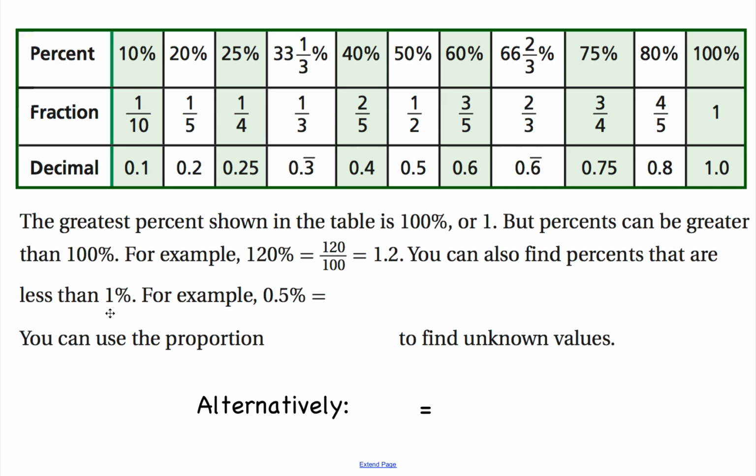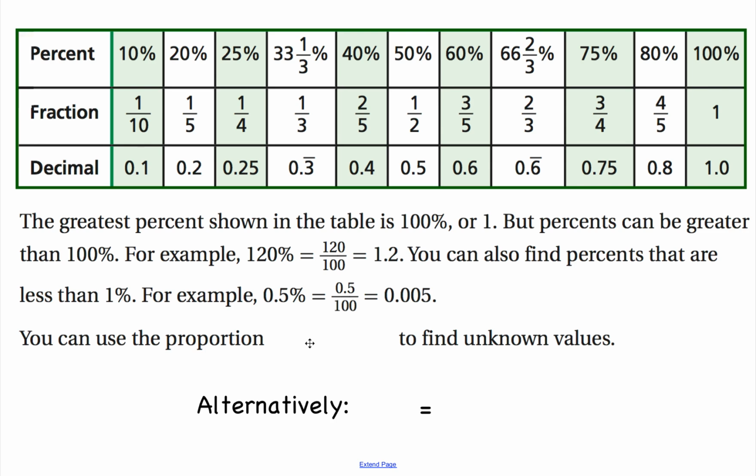Likewise, we can have percents that are less than 1%. What if we had 0.5%? Well, remember what we do is we put that number over 100, 0.5 divided by 100, and then divide that on your calculator and you'd get 0.005. That's the decimal equivalent of 0.5%. Students get confused by this. If it has a percent sign, remember you still got to move 2 to the left to get the decimal.